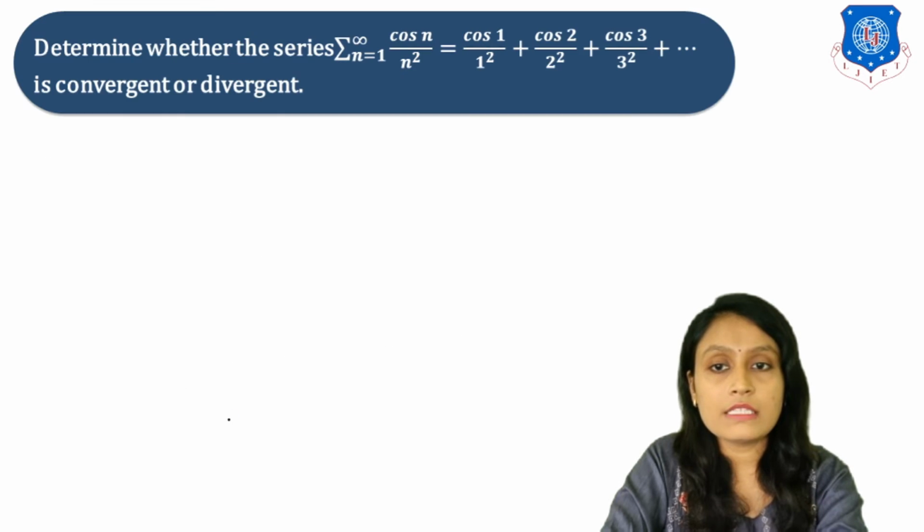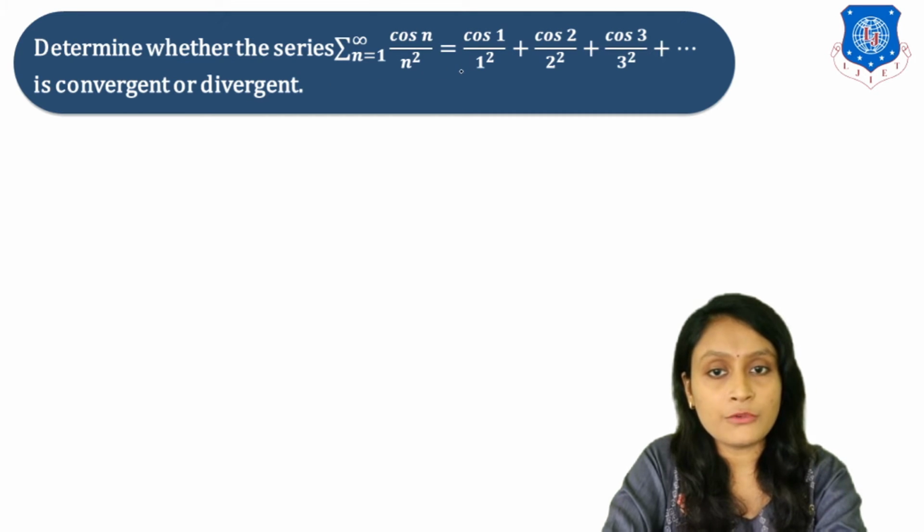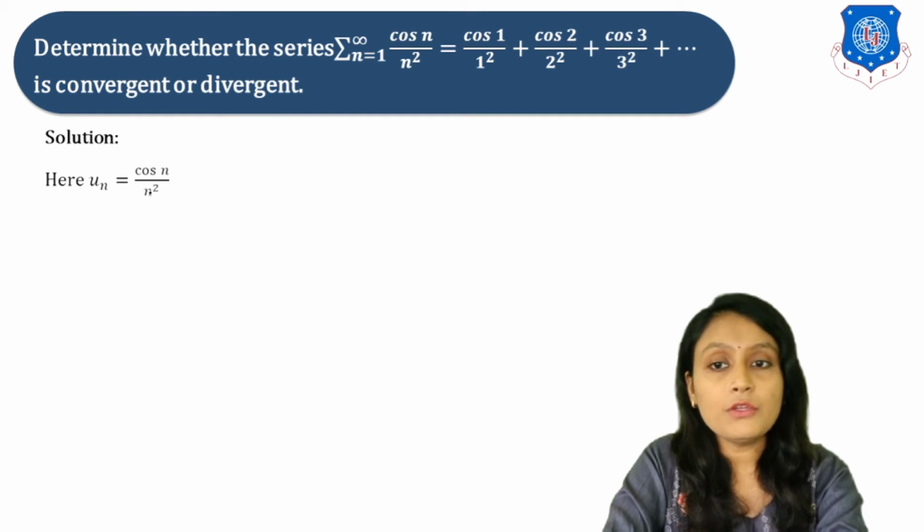Now, let's see one more example. Determine whether the series cos n upon n square is convergent or divergent. Just expand it. Firstly, substitute n equal to 1. You will get cos 1 upon 1 square plus next is cos 2 upon 2 square and so on. So let's begin with the solution. Here Un is given, that is cos n upon n square.